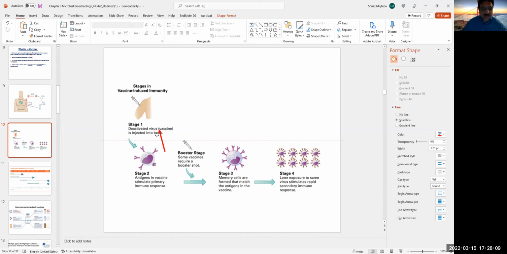Stage one, deactivated virus. In our situation with COVID, what we got was the mRNA vaccine, but the mRNA vaccine is the latest technology. Initially, an inactivated, deactivated or attenuated virus is given, to see whether it can produce a vaccine or not, whether it has the capacity to generate an immune response or not. Second stage, a booster is given so that there is a fingerprint of memory cells in our body, right? So that's the reason we get the booster.